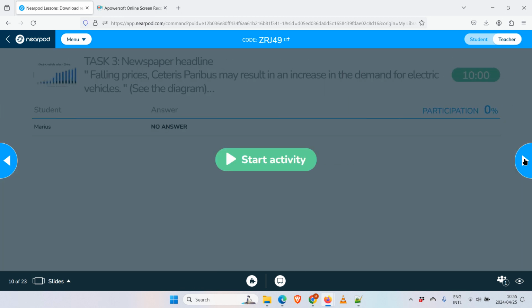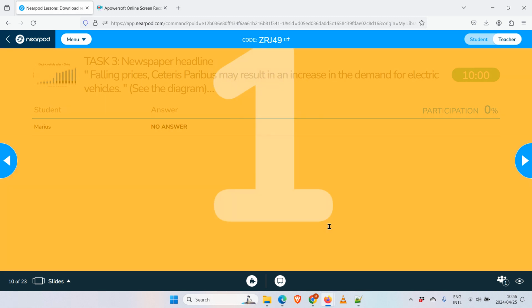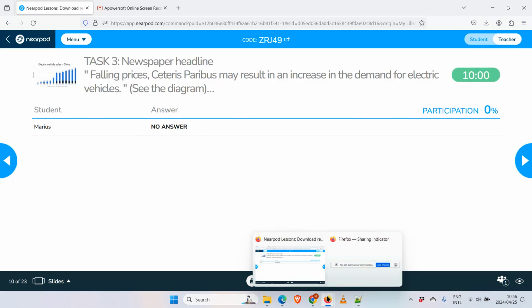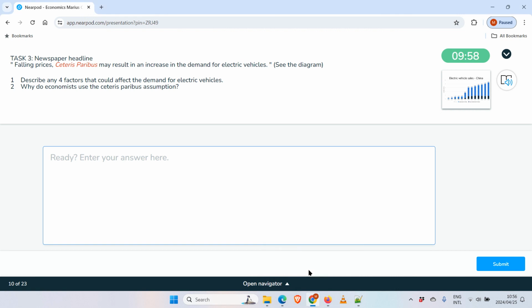Right, let's go on. Let's have a look at our next activity. Again, I'll be giving my students 10 minutes for this activity. Let me go to the student screen. On this task, we're looking at a newspaper headline, and this activity is about ceteris paribus.